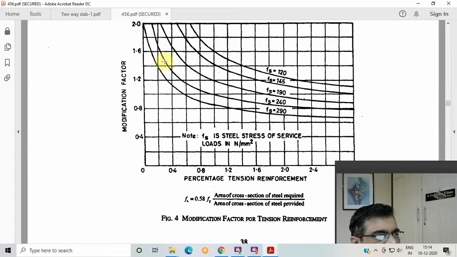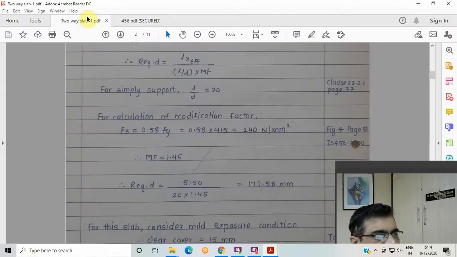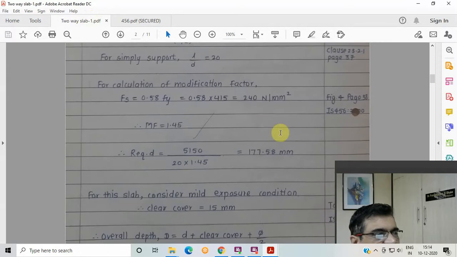The line which cuts the curved line having value Fs equal to 240, this point of intersection gives us the modification factor. So this value is the modification factor which is calculated here, and that modification factor is 1.45. So substitute these values in the equation of required D, and we got here required D as 177.58.